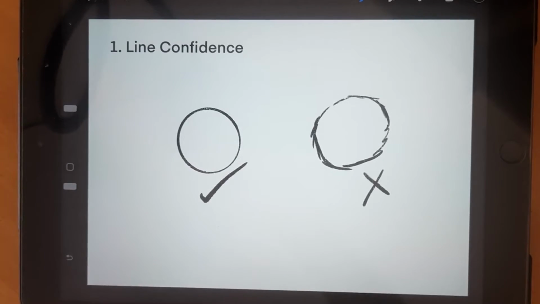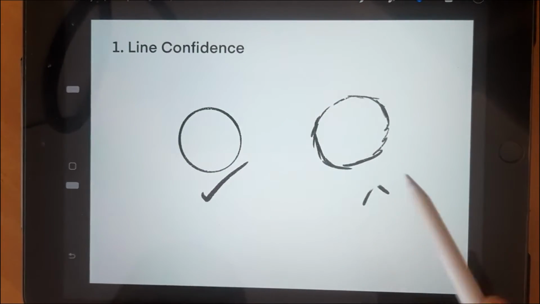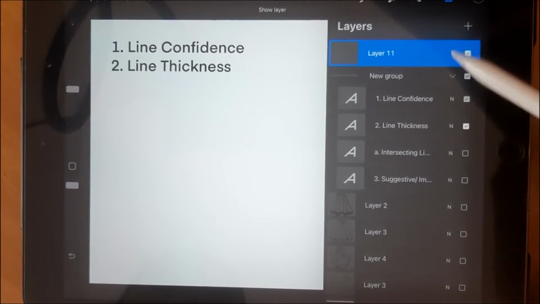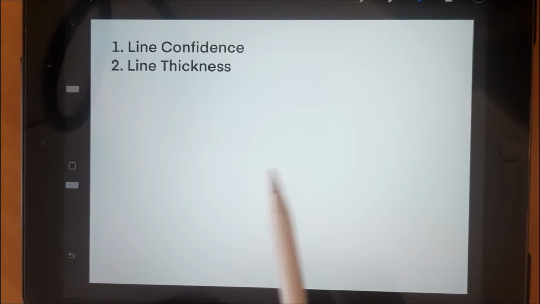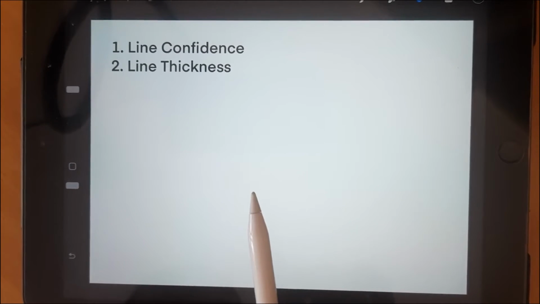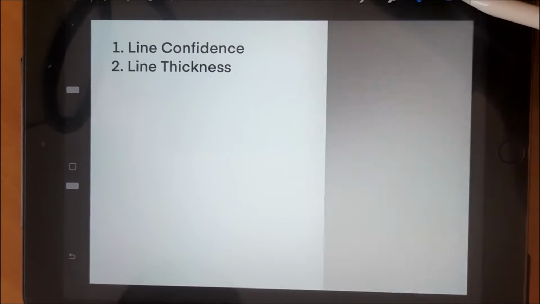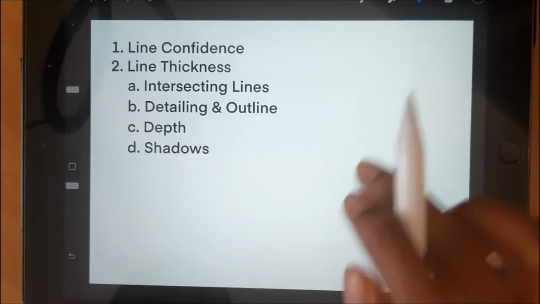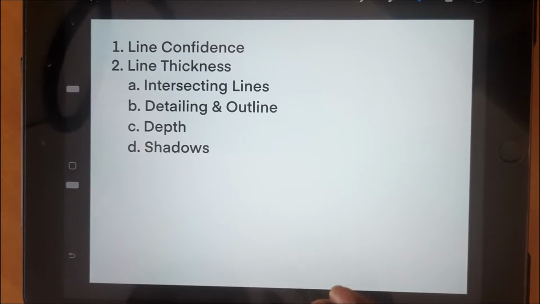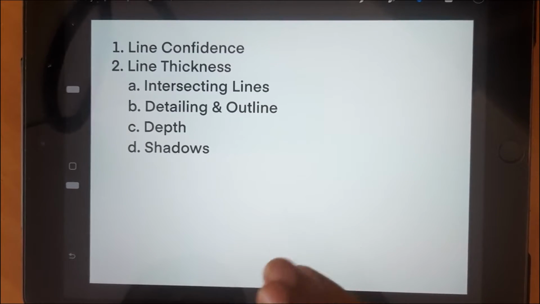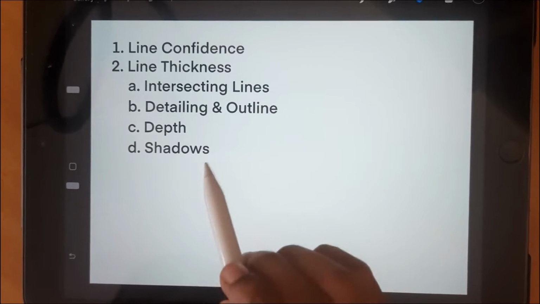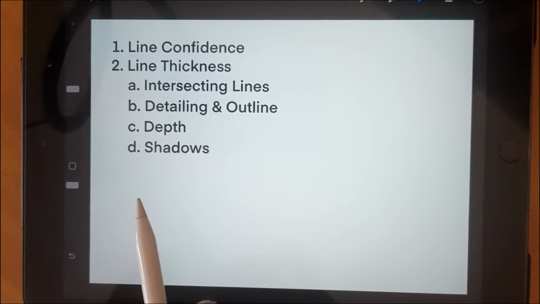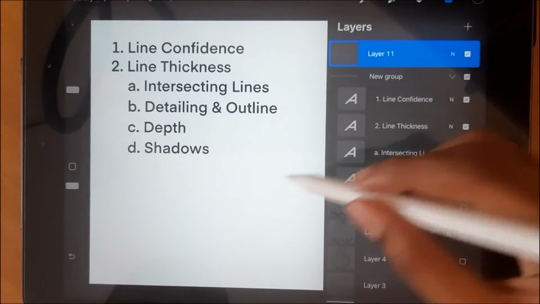The second point to be noted is the line thickness, that is the line quality. We have already discussed about line quality in the previous line video. Line thickness or line quality means that we should be able to use the line thickness correctly wherever it is needed, wherever it should be thick and thin. So how can we know where to use thick line and thin lines? For that we can consider 4 points, that is intersecting lines, detailing and outline, depth and shadows.